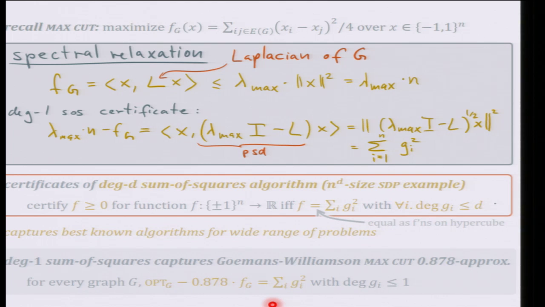And here is a way of capturing this upper bound in terms of degree 1 sum of squares. If you look at the function that you're trying to certify to be non-negative, again this is a quadratic form, and you notice that the matrix here is positive semidefinite, so you can take square roots, and now you see that it is equal to this norm, which is a sum of squares of functions that have degree 1 in x. So in this sense, degree 1 sum of squares captures spectral relaxations.